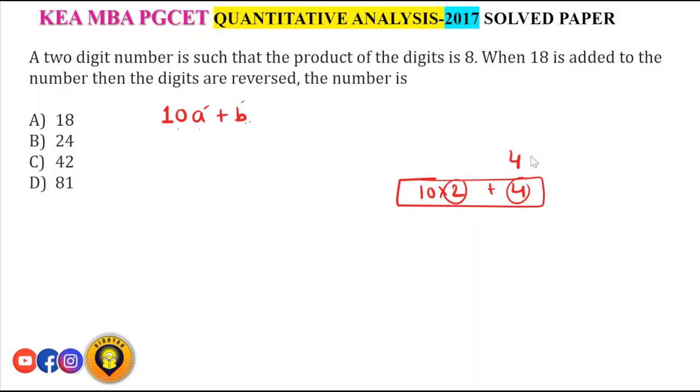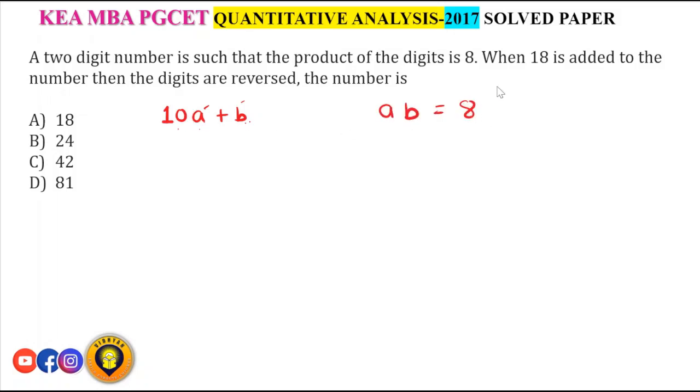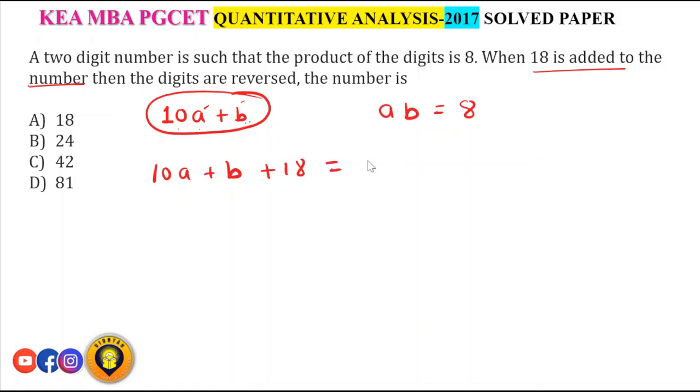What they told is that the product of the digits is 8. a and b are the digits, therefore a into b, ab, is 8. When 18 is added to the number, the digits are reversed. So 10a plus b plus 18, then the digits are reversed. Digits reversed means the number will become 10b plus a. Got it? Now 10a minus a will become 9a, plus 18 is equal to 10b minus b, which is 9b.